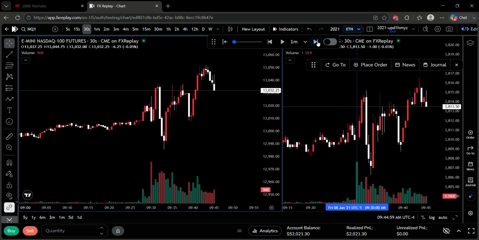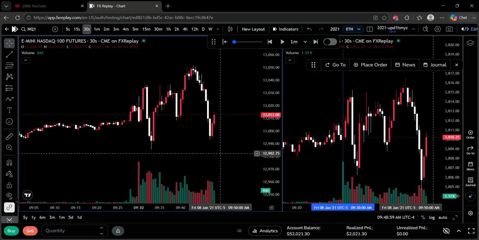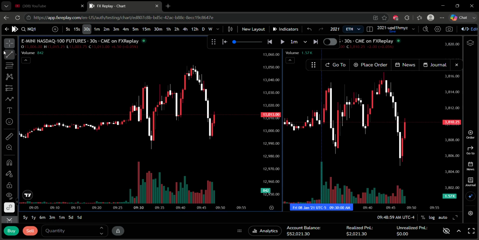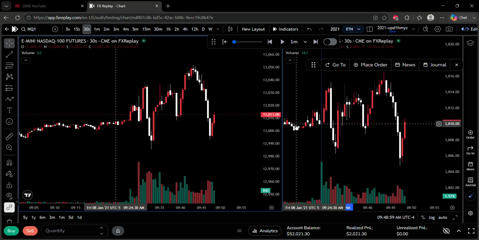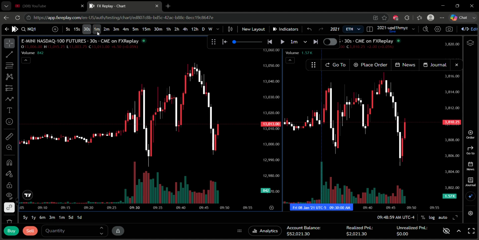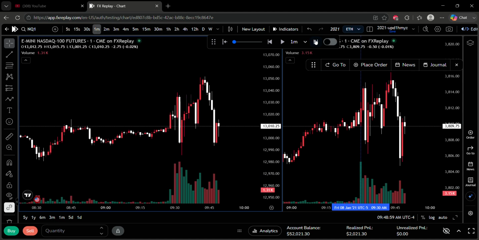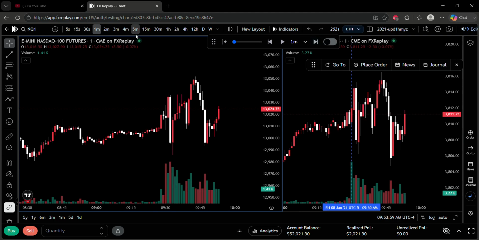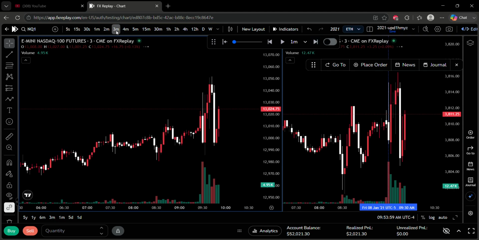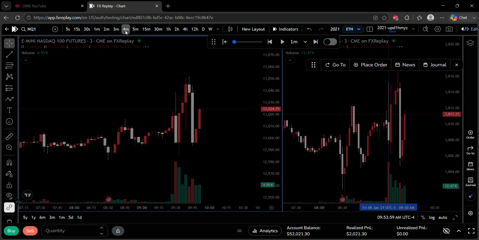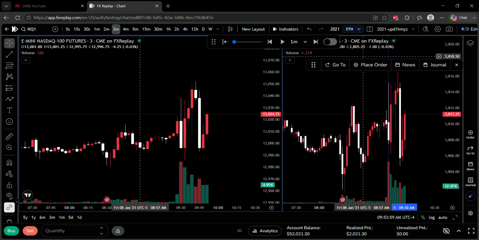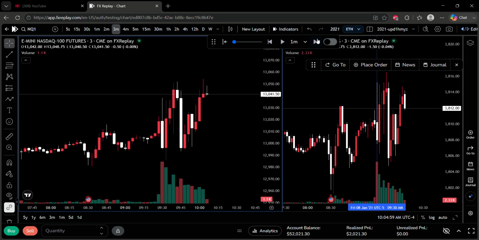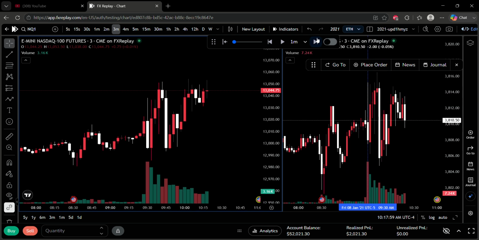Let's see if we re-sweep though, and then we get a real protected low inversion. So we made SMT at our key level. Let's see if we get a setup. We have a 2-minute, we have a 3-minute. It's just too big of a range. So yeah, I just don't want to engage in this.